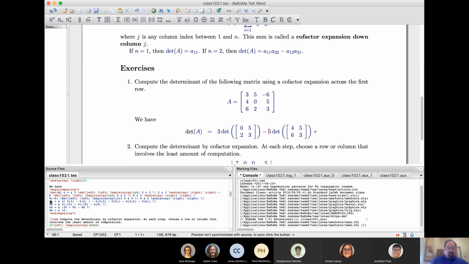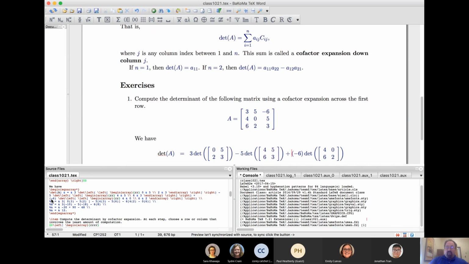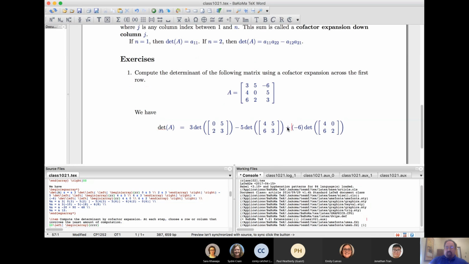And then we have one more. We move to the last element in the row, -6. For that we have a plus sign, because notice the pattern: plus, minus, plus, and then whatever the entry is. Now we're in the first row, third column. So you delete those, and you're left with this matrix, 4, 0, 6, 2. You'll have a determinant of that. All right, so this is what the cofactor expansion across the first row gives you. Are there any questions about that before I continue?